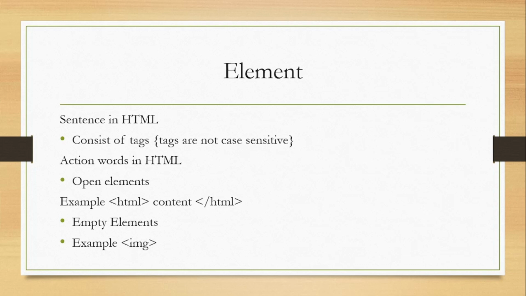There are different types or categories of elements in HTML. We have the open element and the empty element. An open element consists of an open and closed tag with contents in between, just like the example on your screen, while an empty element just has an open tag but no closed tag. Example, the img tag or the img element. We shall be going into details on HTML elements in a different video. For now, let's focus on the HTML structure.